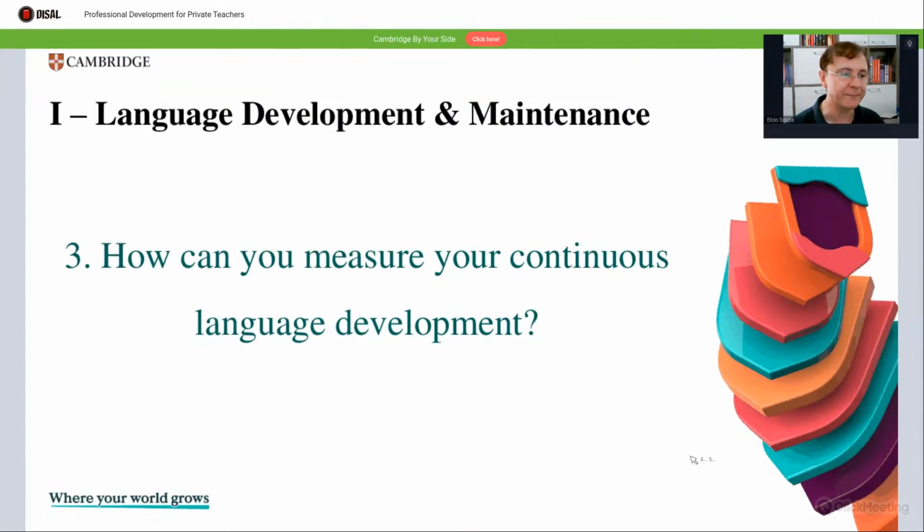So moving on, how can you measure your continuous language development? How do you know that you're getting better along the way? Somebody, I think it was Anita, mentioned lifelong learning. So what are the things we do in order to measure our development? You can use the same ones, as I said. Every 6 months you can try it again, or every year you can try it again, and you see if the results change.